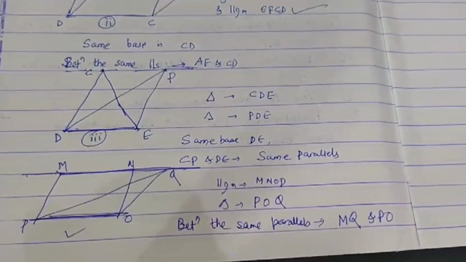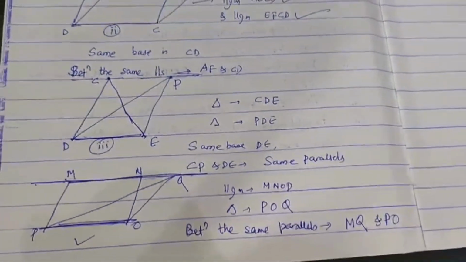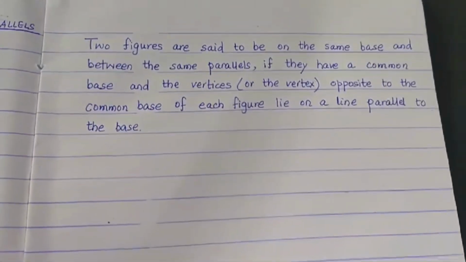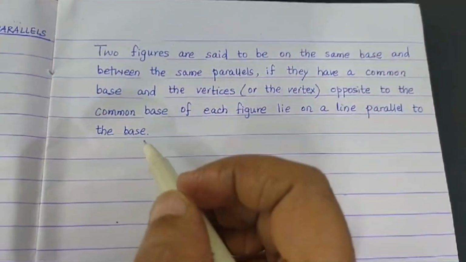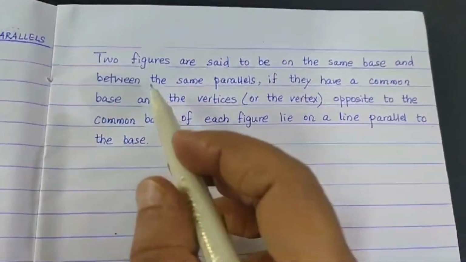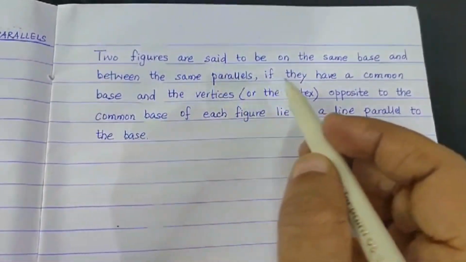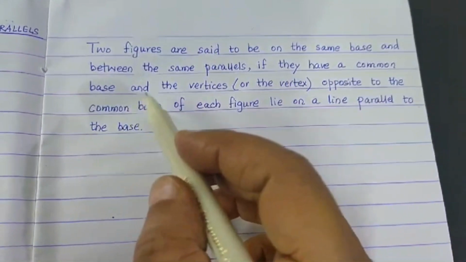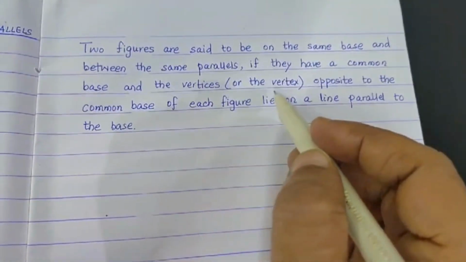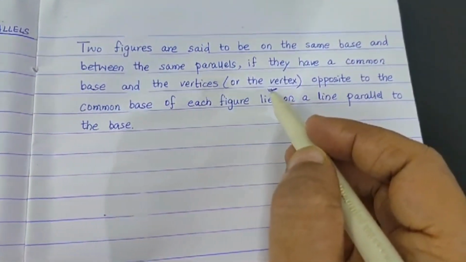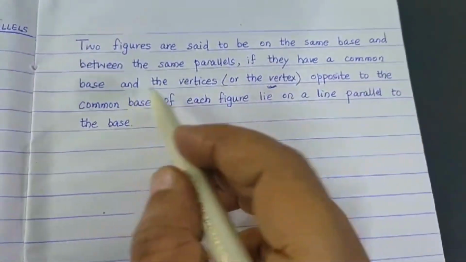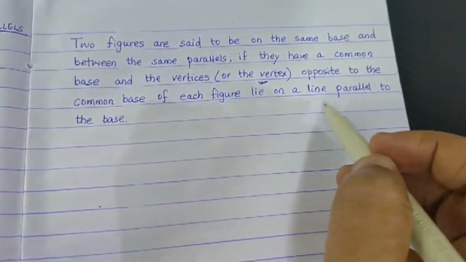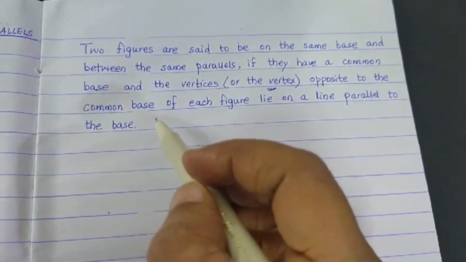Okay, I hope everything is clear now. Now let's move on and write what we have just now studied. The definition will be like this: two figures are said to be on the same base and between the same parallels if they have a common base and the vertices, or the vertex in case both are triangles, opposite to the common base of each figure lie on a line parallel to the base. This will be the definition.